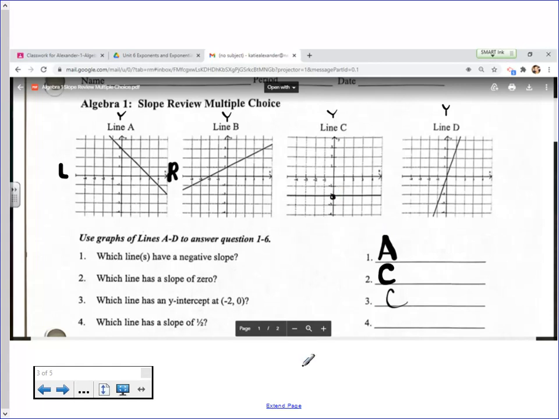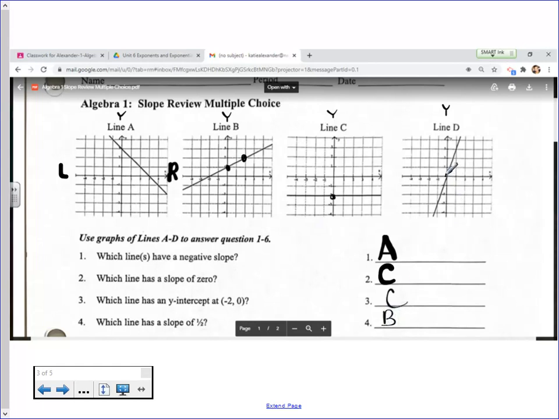Which one of these 3 lines has a slope of 1/2? Okay, is that slope positive or negative? It's a positive slope, so you're only looking at 2 different lines here, either line B or line D. One of them has a slope of 1/2. So what you need to do is find a point and then find another point. To get to the next point, I have to go up 1, right 2, which is the same thing as 1/2. So B is the answer to number 4.